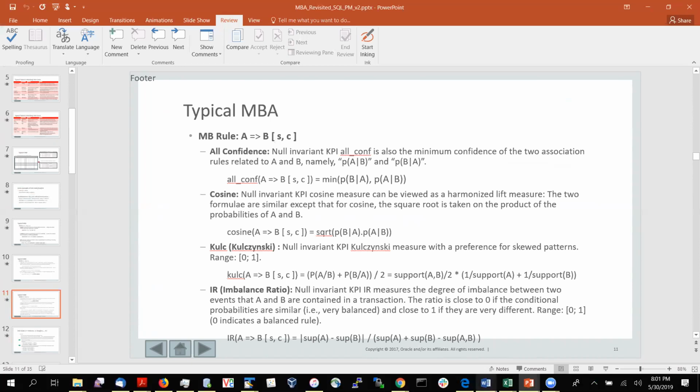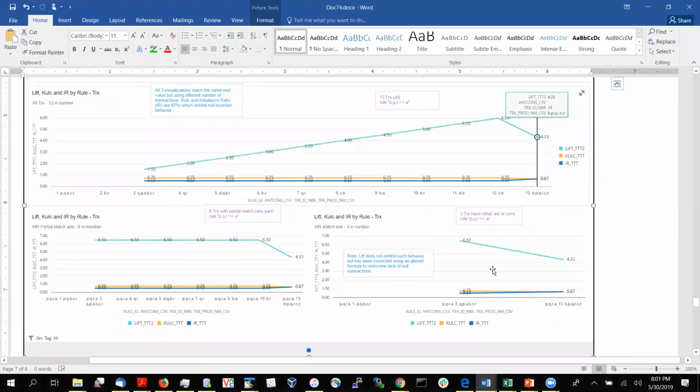To showcase that, I have a screenshot to show quickly. Essentially, Kulc and IR are two such null invariant KPIs. In this visualization, we calculate them in three modes. First, in the top half, these two KPIs as well as lift are calculated across the entire data set of 13 transactions, and you end up with their final values. Then on the bottom left, we calculate it using a partial match. If any part of the rule is present in the transaction, then we include it. 8 such transactions exist, and then the calculation is done over that result set, and you end up with the same KPI.